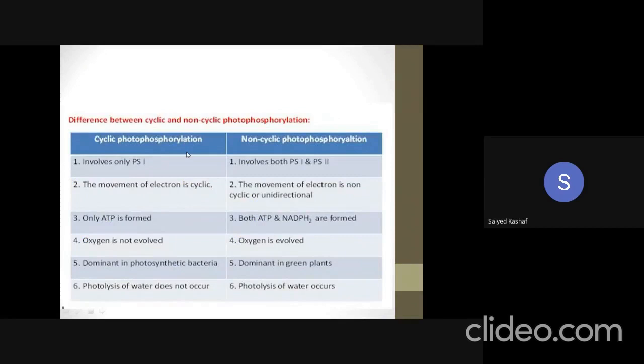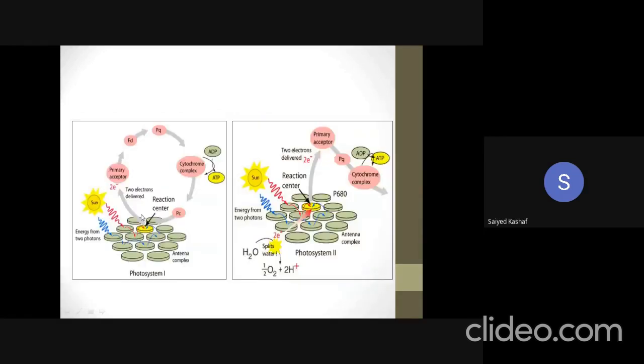Cyclic photophosphorylation involves only PS1, whereas this non-cyclic photophosphorylation involves PS1 and PS2 systems. In the cyclic form, the movement of electron is cyclic, and in the non-cyclic, the movement of electron is in a unidirectional form. In this only ATP will form, right? You can see only ATP has been produced during cyclic photophosphorylation.